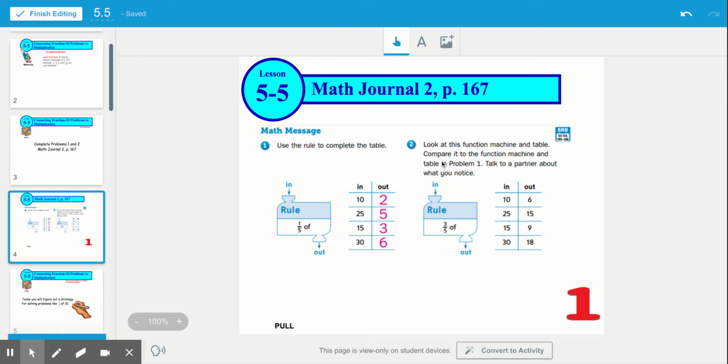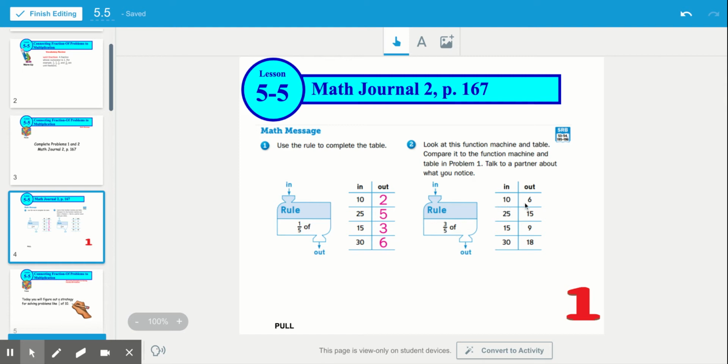Number 2 says to look at this function machine and table. Compare it to the function machine and table in problem 1. Talk to a partner about what you notice. So I'm just going to talk to you since if you're watching this, you're probably virtual. Feel free to talk to somebody near you or at home, depending on where you are watching this.